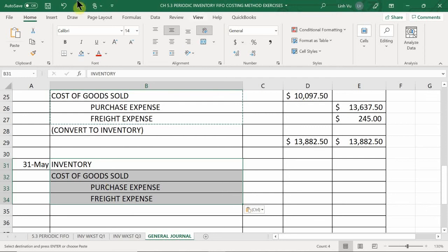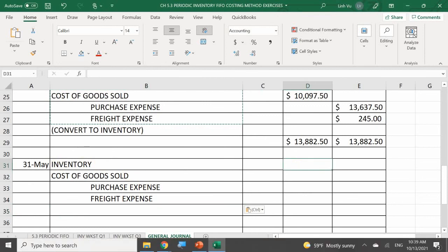What else do I need to include here? Oh, convert to inventory. Not the description just yet. There's one more account that we're missing. Accounts payable. Not accounts payable. Okay, so let's just solve for this for now, and then we'll come back and answer that question, okay?